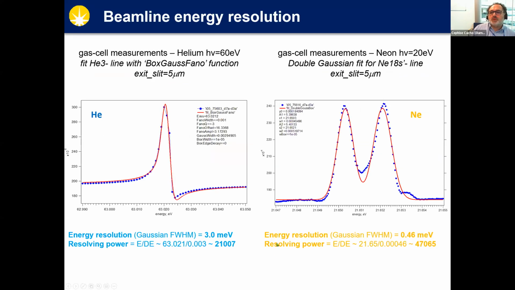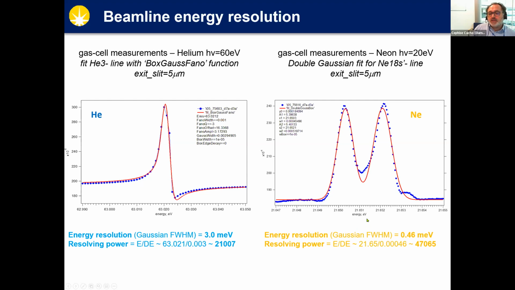And we do measure the energy of the photon after the monochromator. This is by measuring, for example, here, the ionization in helium. So that's the photon energy that we scan like this, and we look at the ionization here. And you have a final resonance. By fitting this data, we can extract the broadening, which is about here 3 meV for a photon energy of 63 eV. And this means a resolving power of 21,000.